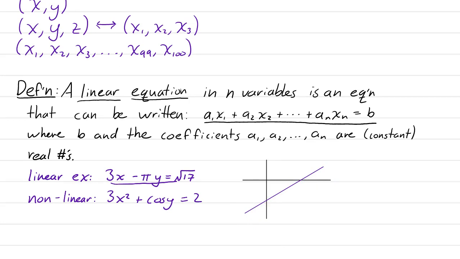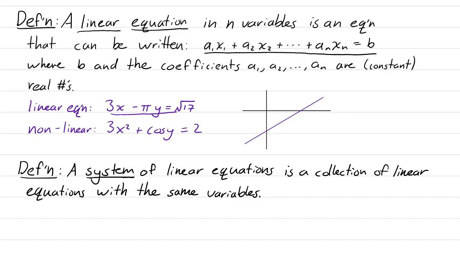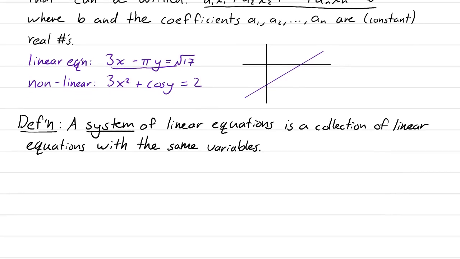Also, a system of linear equations is a collection of linear equations with the same variables. And it turns out we can also think of one linear equation as just a system of one linear equation, and that works out okay. Most of the time, though, we're going to think of things as a collection of two or more equations, like you might have 3x minus 2y equals 6, and 7x plus y equals 2. And that is a system of two equations with the two variables x and y.